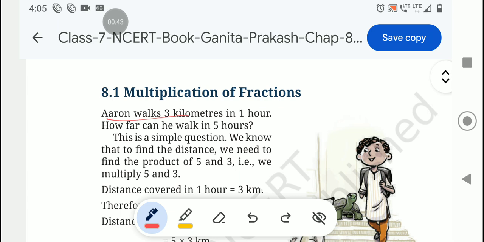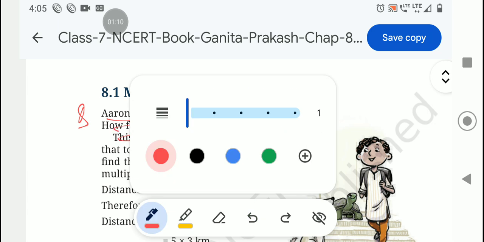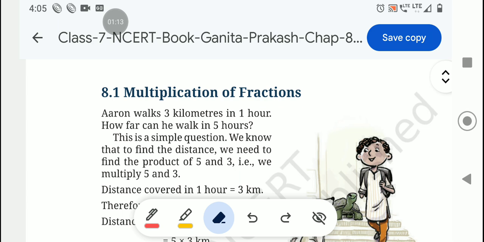Aaron walks 3 kilometers in 1 hour. How far can he walk in 5 hours? So here they have given a question: Aaron can walk 3 kilometers in 1 hour. In that 1 hour he can walk 3 kilometers. They are asking us to find how many kilometers he can walk in 5 hours. Let's see what the answer might be. This is a simple question.